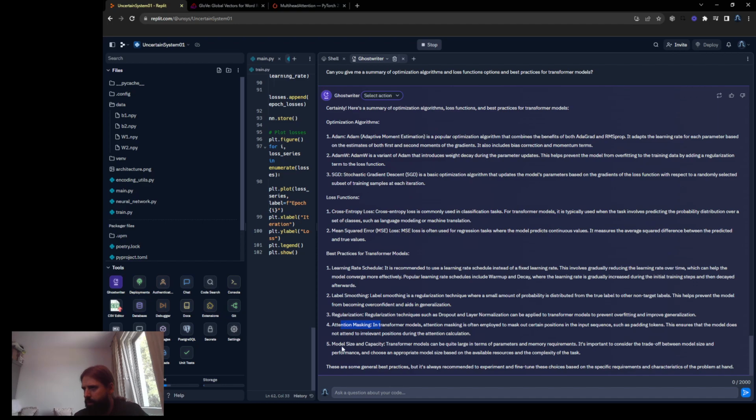Regularization, attention, masking, model size, capacity, whatever. Mean square error loss is for when the model predicts continuous values. It's not a continuous value here. We're really doing classes, right? Because we're doing basically a distribution over each word in the vocabulary. So that's what we want to do. Cross entropy. Okay, so we want to do cross entropy loss, and we want to do SGD.